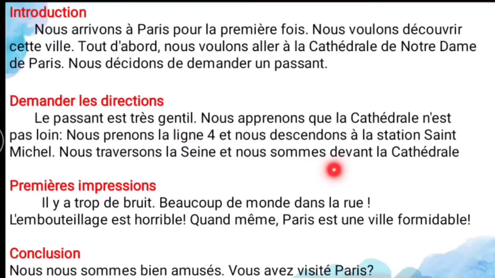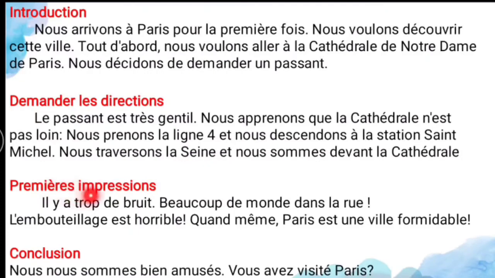So this is all about the second résumé. It's all about asking for the direction. So they are talking about the passerby, and that passerby is very kind. And next they learn that the cathedral is not far away from there, and they take metro line 4, and they get down at the Saint-Michel station, and they cross the river Seine, and they are in front of the cathedral church.